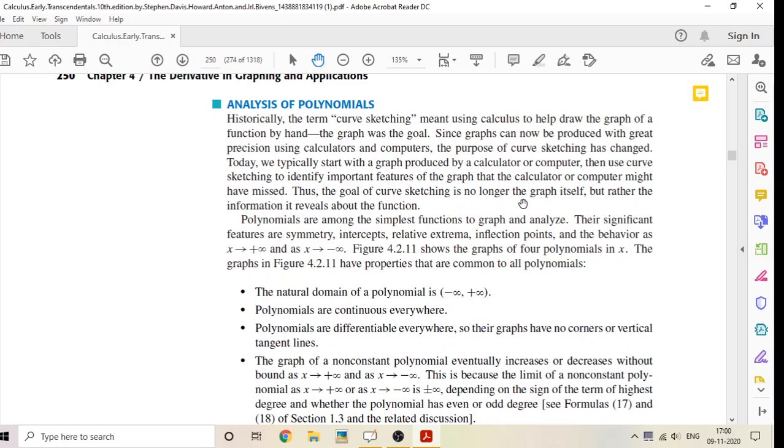So for a function you can find out where the function is increasing and decreasing, where the relative extrema are, about the concavity and about the multiplicity of the roots. So we have seen all those things. Initially, or historically, curve sketching was mainly used to identify what is the shape of your curve.